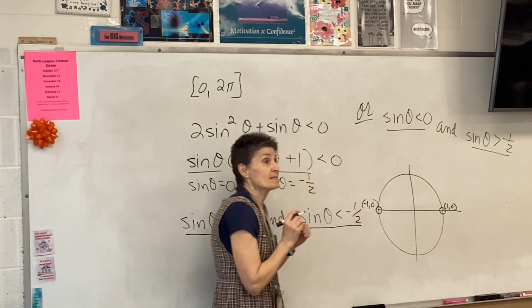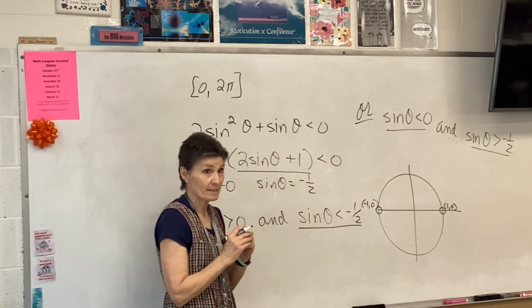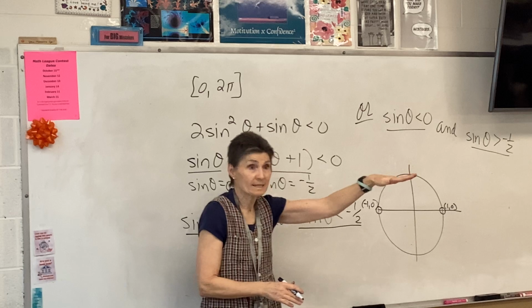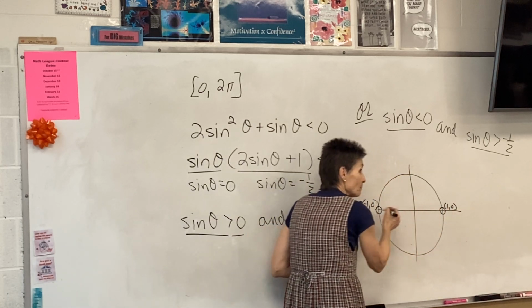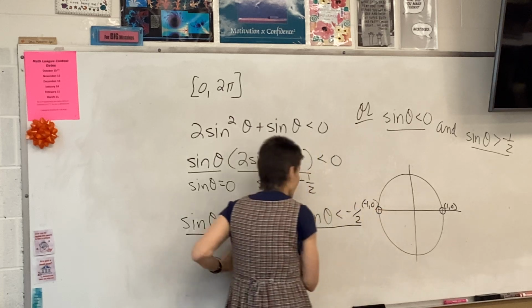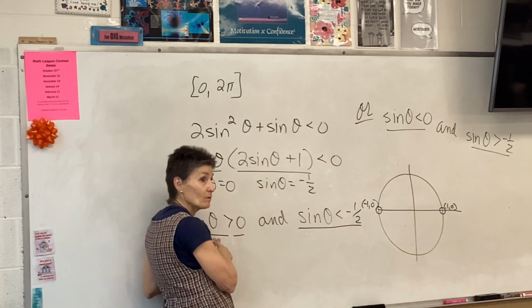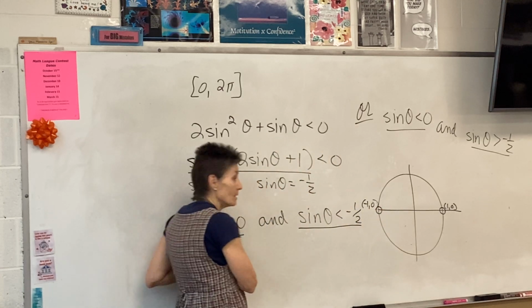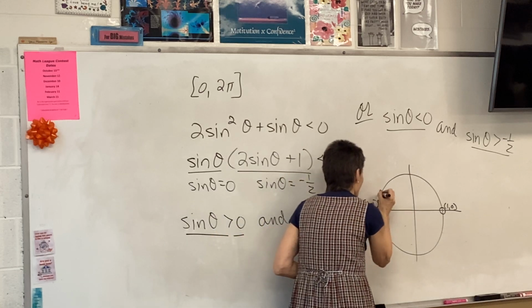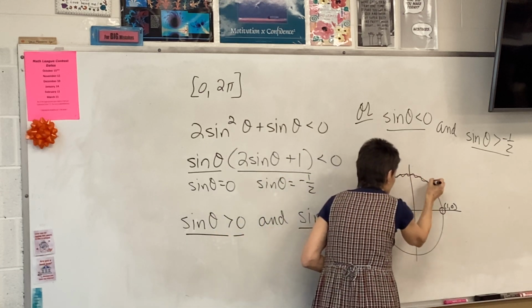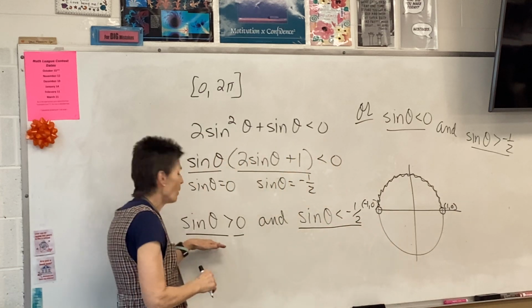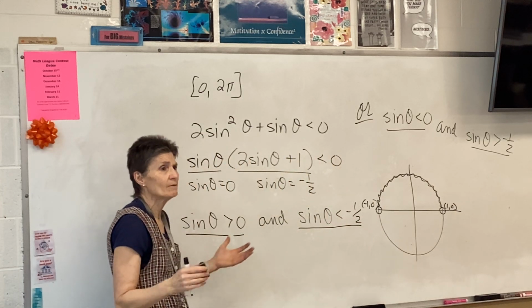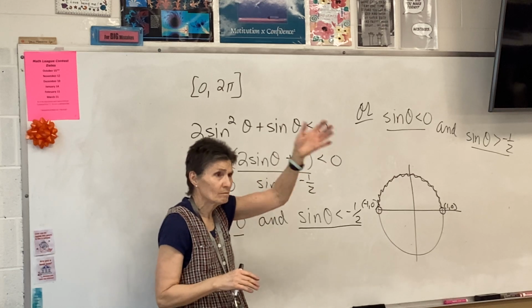and it's a sine. I'm looking at sines, so I need to look at y's. I need to look at horizontal lines. So here's my horizontal line, and I want to be, for this case right here, bigger than that. So that means I am looking at all of this part of the circle. And that should make sense to you.